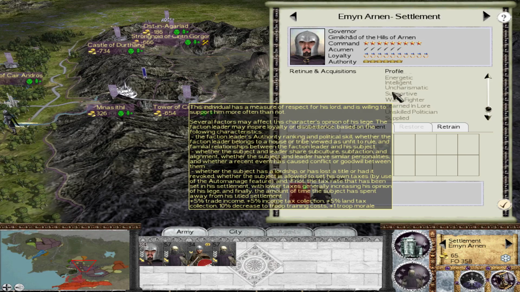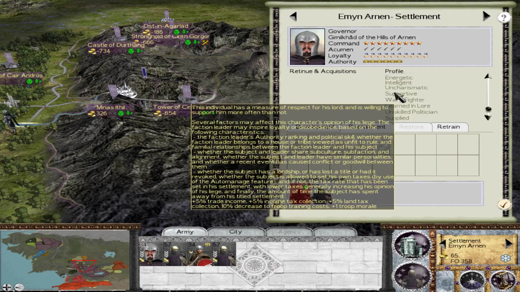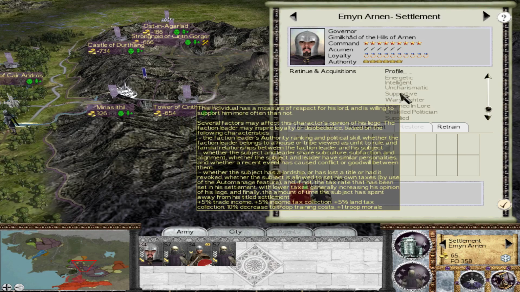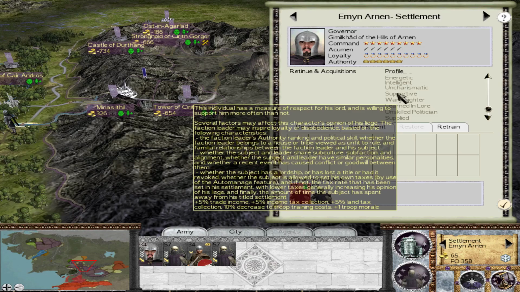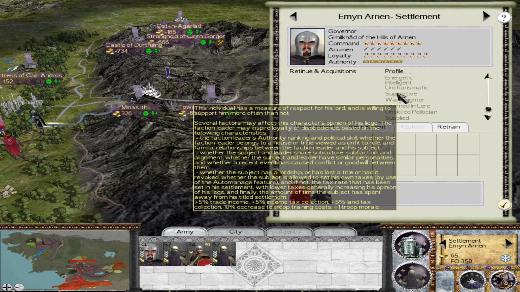But this opinion of liege trait is affected by a lot of things, but the thing that is the easiest for you, the player, to manage is the authority of the faction leader. So if you can increase that faction leader's authority, then you can see this trait increase. So he may go from being supportive to being staunch, for example. There's several levels above supportive, and there's also several levels below supportive where you get into penalties. But supportive is sort of the baseline in some ways. It's the lowest level of positive effects.